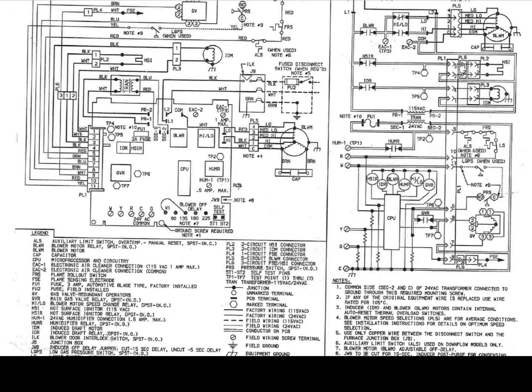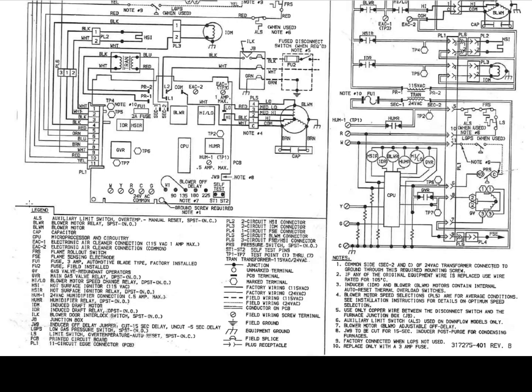You'll see there's more information than what is printed in the schematic or in the diagram itself. You've got what's called the legend. I'll highlight that there, the legend. On this particular unit, the legend is going to give us all of the abbreviations, because what's a GVR? I can come down here to my legend and I can say GVR, main gas valve relay, DPSTNO.